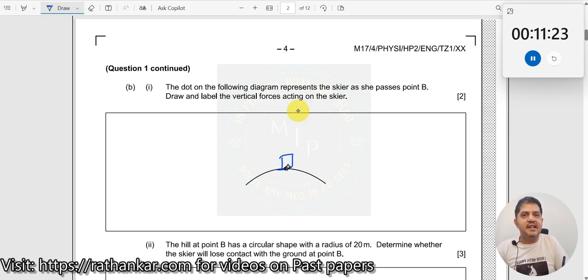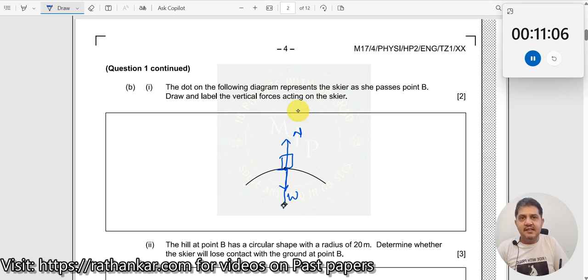First, the skyer is standing on the mound over here. It's actually moving over here. The first one is the normal force, which is like this over here. Then there's a weight acting over here. Now you see, it has been shown by a curved path. Whenever there's a curved path, what do you get over here? You can see there's a centripetal force also acting over here.